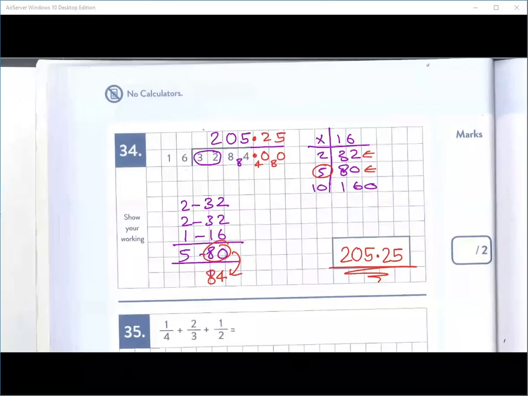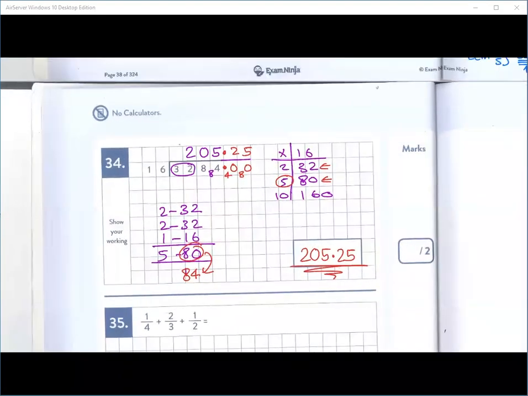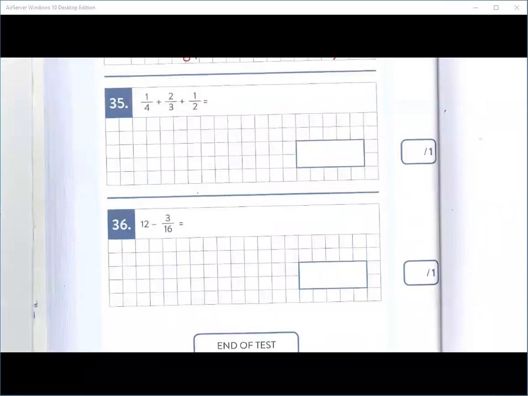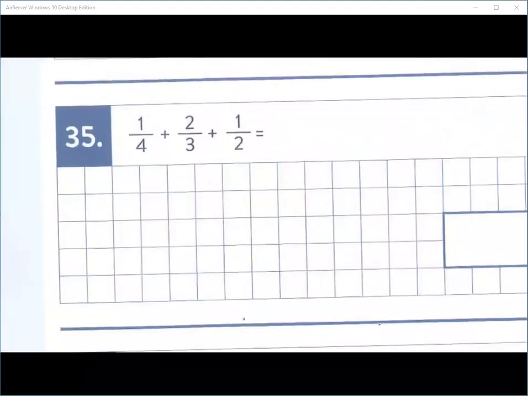Done? Happy? Okay, two nice and easy questions there, Mr. Zaki. Let's have a go on. How do we add these fractions? What do we do?